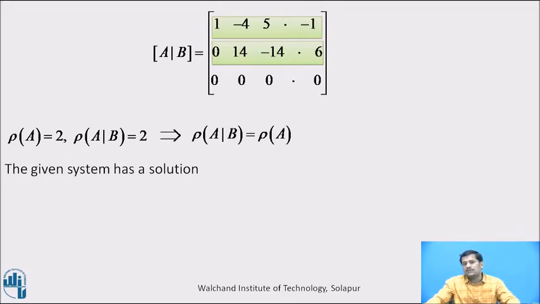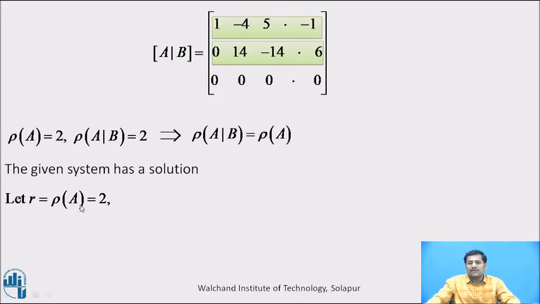Now there are two types of solutions, unique and infinite. The solution depends upon the relation between the number of unknowns and the rank of the coefficient matrix. If the rank of the coefficient matrix A is exactly equal to the number of unknowns, then the given system has a unique solution, and if the rank of the coefficient matrix A is less than the number of unknowns, then the given system has infinite solutions.